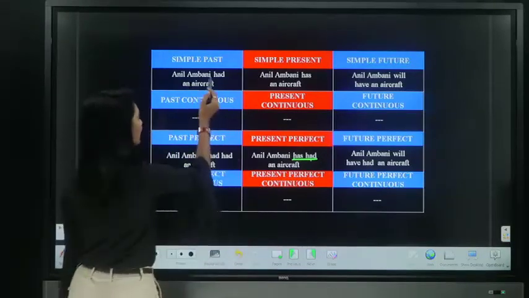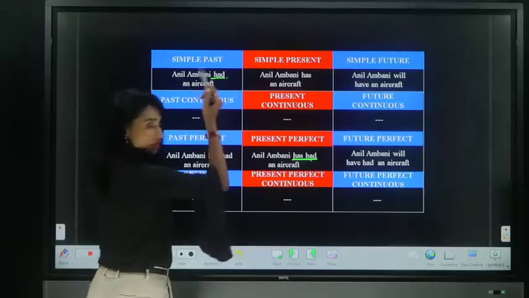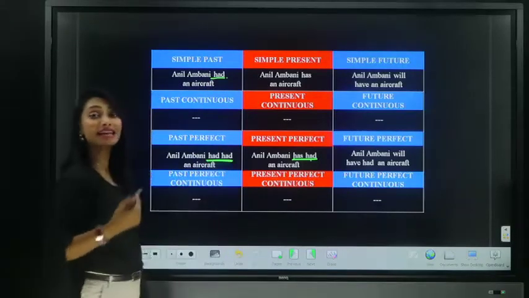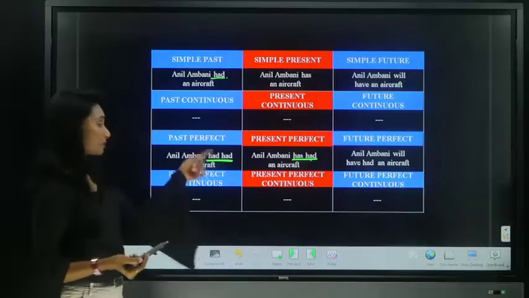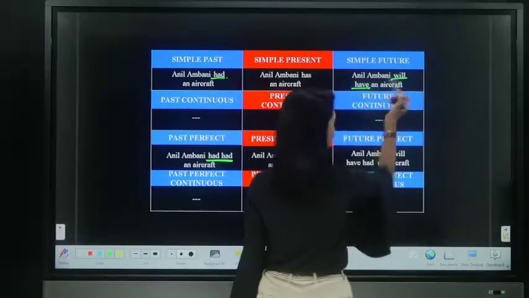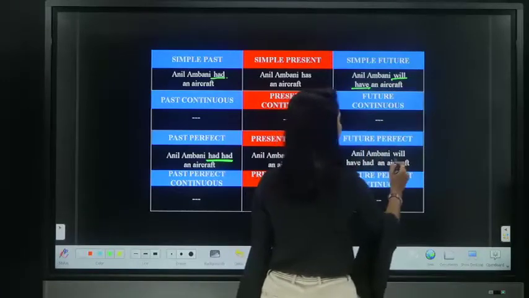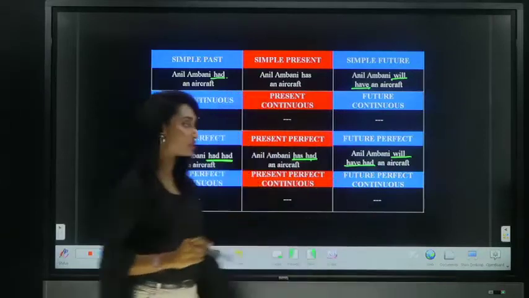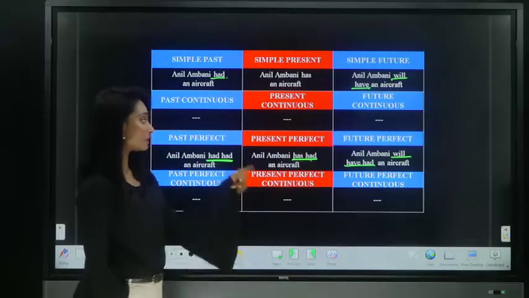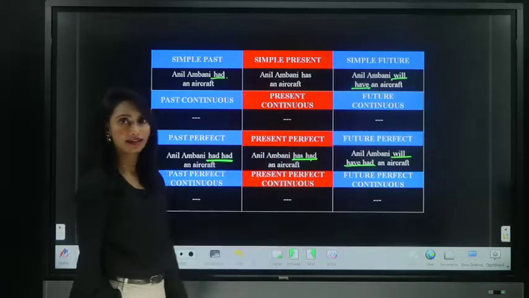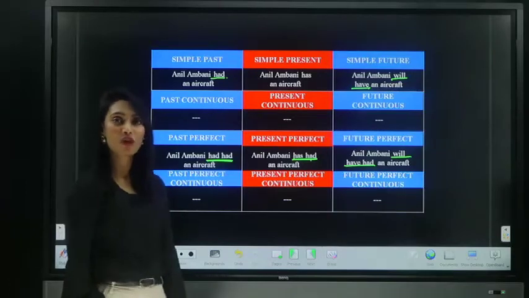Next, Anil Ambani had an aircraft. V2. There is no continuous. Anil Ambani had had an aircraft, past perfect. Anil Ambani will have an aircraft. Simple future. There is no continuous. Anil Ambani will have had an aircraft, will have plus V3. So observe the uses: has had, will have had. They are possible when the main verb is a verb of possession.